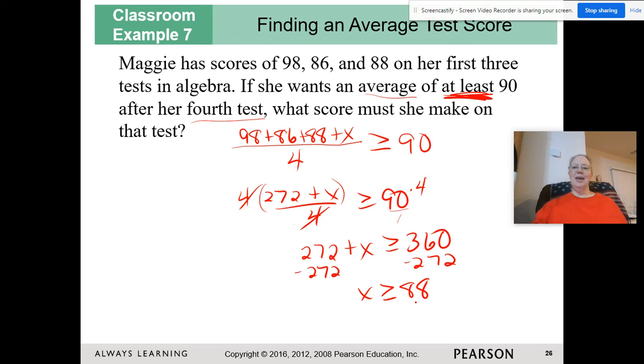So if she gets an 88, she will be happy. If she gets an 89, she will be happy. If she gets a 90, she will be happy. But if she gets an 87 on her fourth test, she is not going to be a happy student.